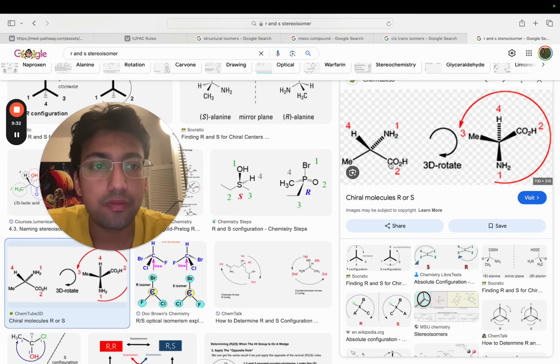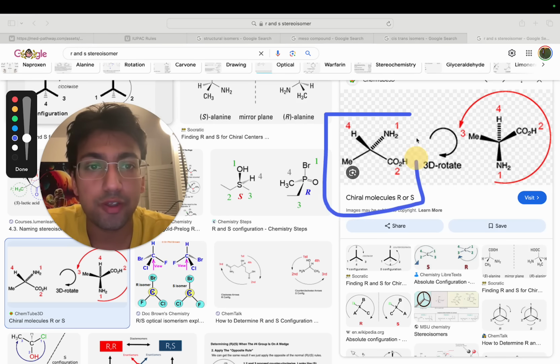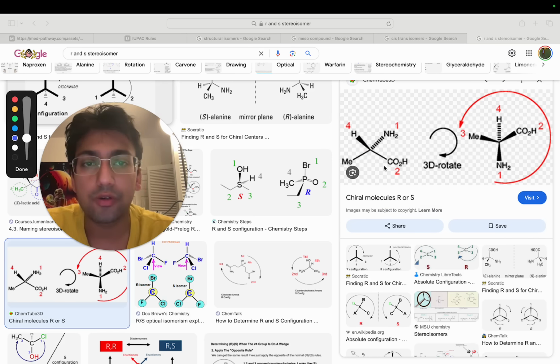when the lowest priority group is not in the back. So that's what we're looking at here. So here it's like this H is going forward and we need to push it back in order for this to work. So in your head, you kind of have to 3D rotate this thing so that we force this H to go in the back, right?